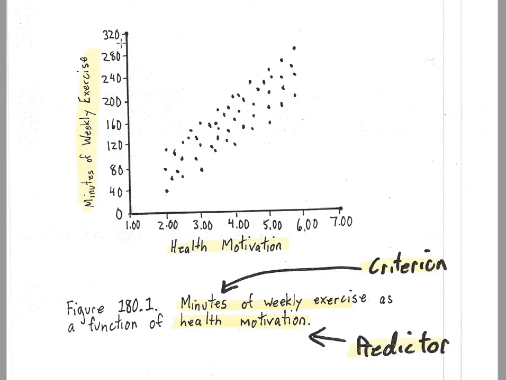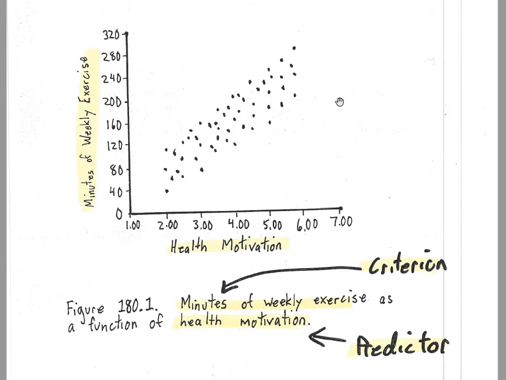By the way, it probably goes without saying that these data are totally fictitious. If you gave a questionnaire like this to a sample of typical college students, you're not going to find a whole lot of people that exercise 300 minutes per week. But this will illustrate the concepts that I want to illustrate. So this one dot represents a person who scores high on health motivation, and also scores high on minutes of weekly exercise. This dot represents a different person. This individual scores low on health motivation, and also scores low on minutes of weekly exercise. Each of the remaining dots can be interpreted in the same way.